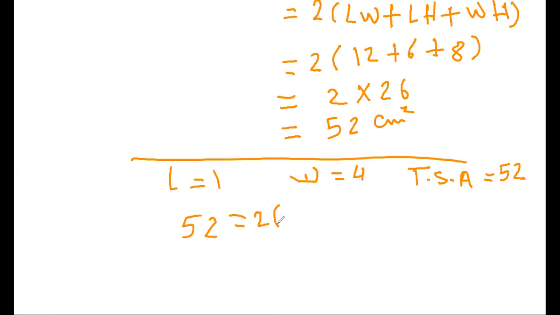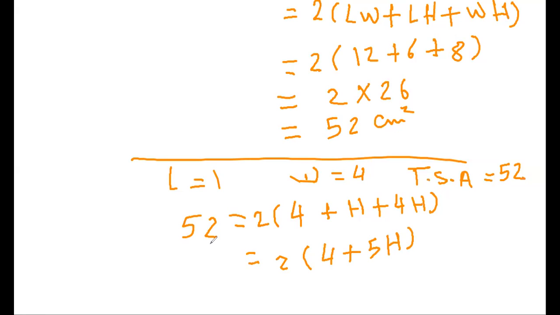Two multiply. Length multiply width, 1 multiply 4 equals 4, plus 1 multiply h equals h, very good, plus 4 multiply h equals 4h. I think now you can find that 2 multiply 4 plus 5h equals 52. From where this step? Adding h and 4h, the sum is 5h.